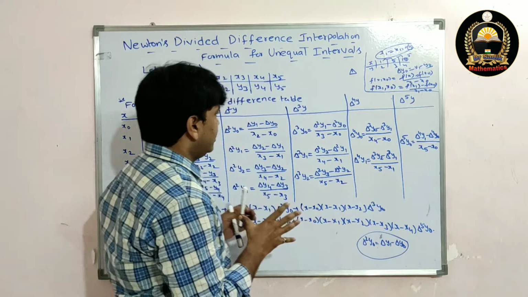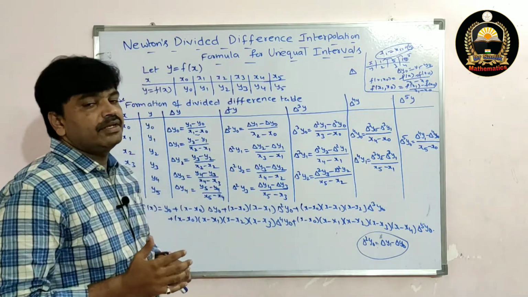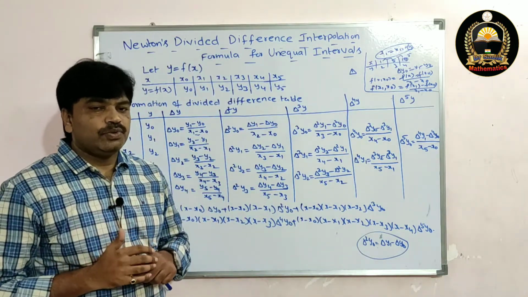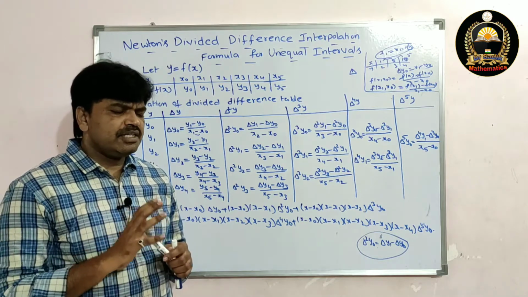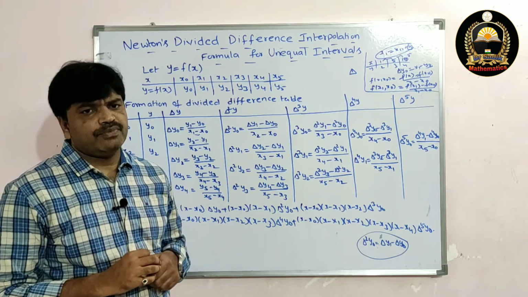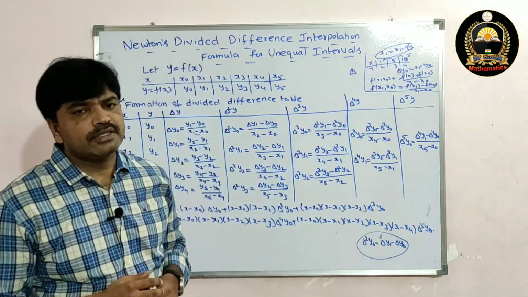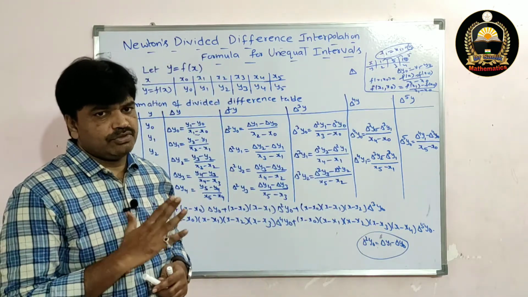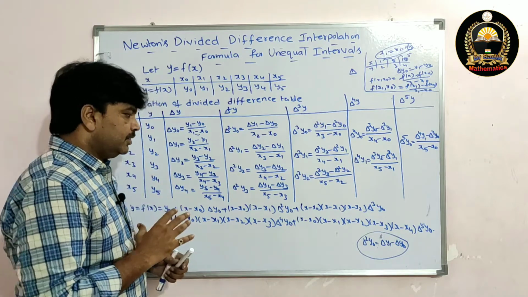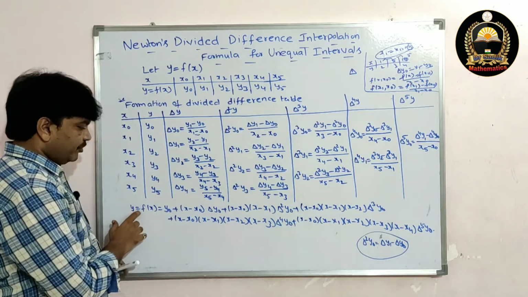In this way we get the table values, students. In this way we can easily remember the formula. First of all, how can you get it? By using this divided difference formula. You define it like this, students. And then see, students, we have a formula here.